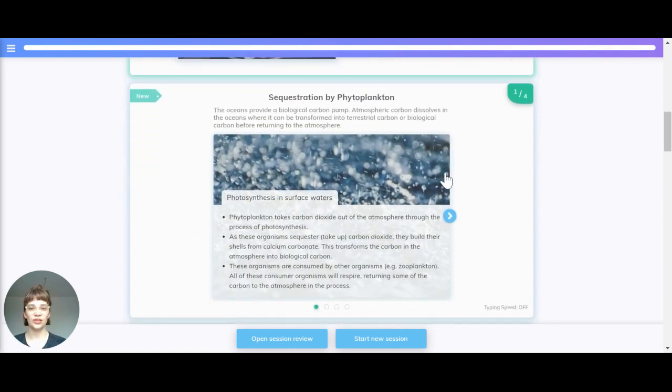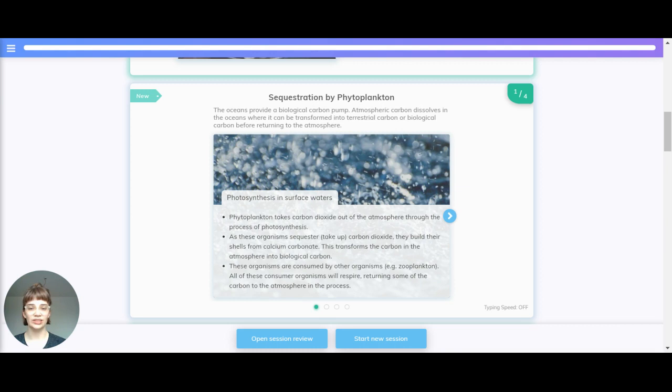Now let's take a look at sequestration by phytoplankton. The oceans provide a biological carbon pump. Atmospheric carbon dissolves in the oceans where it can be transformed into terrestrial carbon, so on the ground and the earth, or biological carbon before returning to the atmosphere. Photosynthesis in surface waters. Phytoplankton takes carbon dioxide out of the atmosphere through the process of photosynthesis.